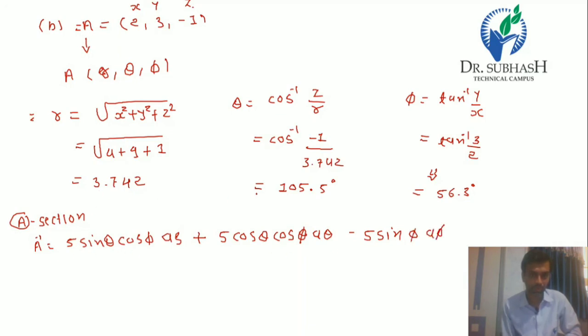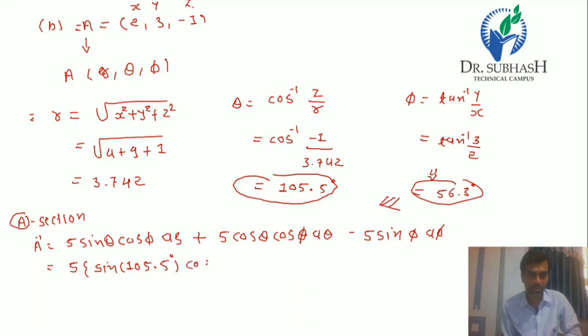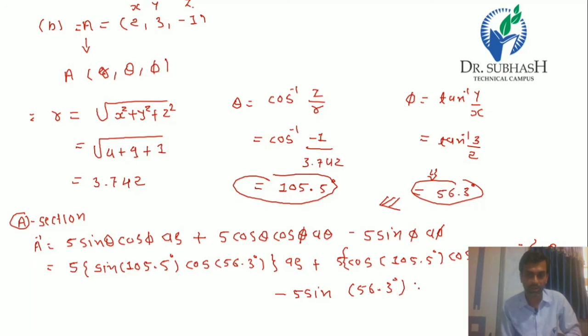So if we put the value of theta and phi here, we get phi sin theta, 105.5 degree, cos 56.3 degree in AR direction plus phi cos 105.5 degree, cos phi 56.3 degree in A theta direction minus phi sin 56.3 degree in A phi direction.